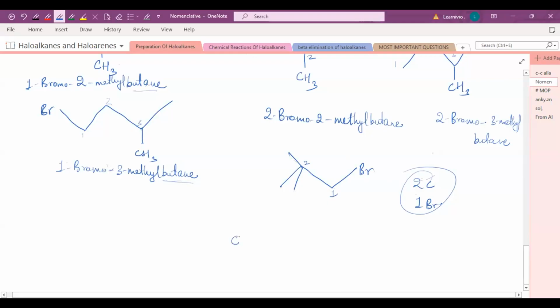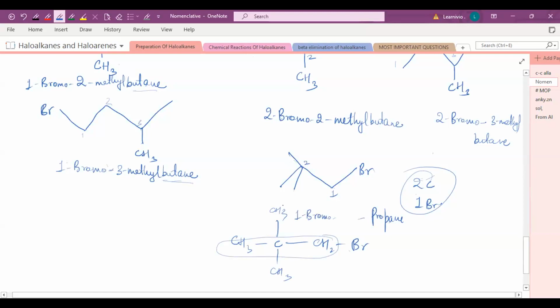Okay, आप ऐसे भी ड्रॉ कर सकते हो CH3, C, CH3, CH3 here, this is CH2. Okay, that's the same structure. Yeah, so this is your 3 carbon chain, which is your propane. Now, the bromine is attached to the first carbon, so it's 1 bromo.